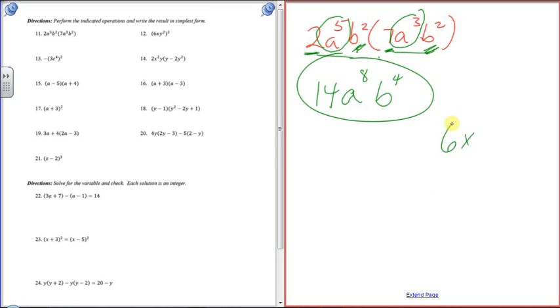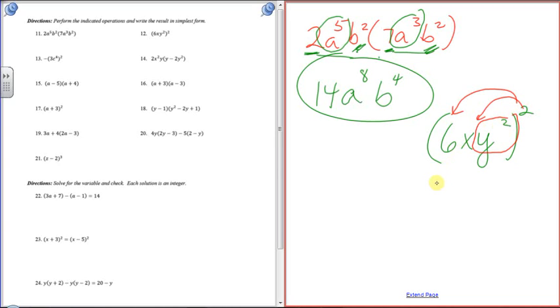Problem number 12, I won't change the page here. I've got 6xy squared, and I'm squaring that. Well, when you see a monomial in parentheses and it has an exponent out here, that means that exponent is going to have to apply to each part of that monomial. The 6 is going to get squared, the x is going to get squared, and the y squared as a unit is going to get squared.